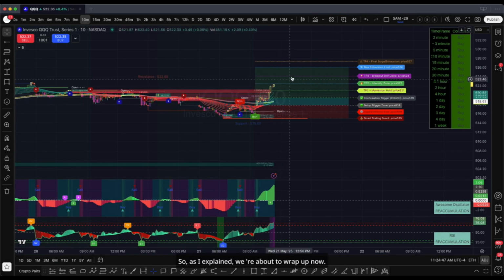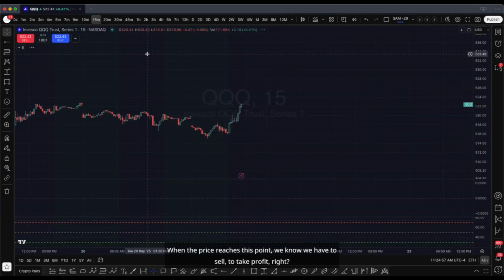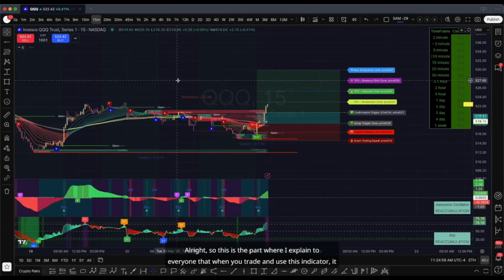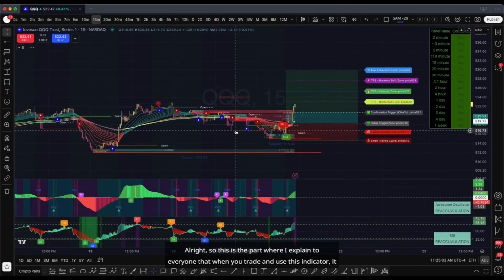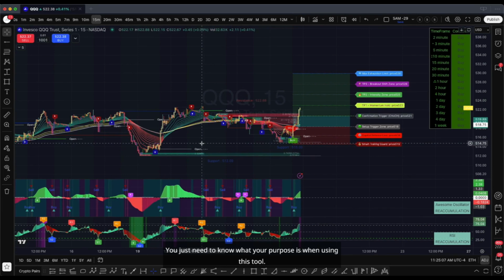So as I explained, we're about to wrap up now. So everyone understands, right? When the price reaches this point, we know we have to sell to take profit, right? All right, so this is the part where I explain to everyone that when you trade and use this indicator, it already has a complete setup. You just need to know what your purpose is when using this tool.